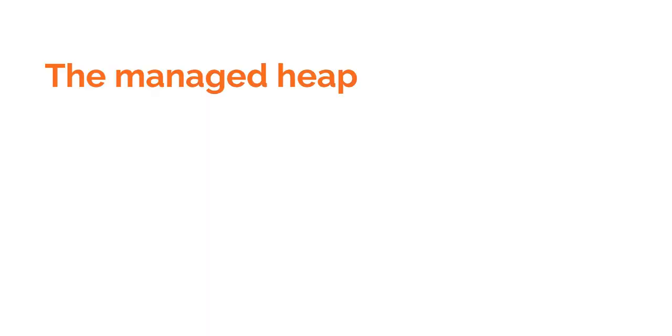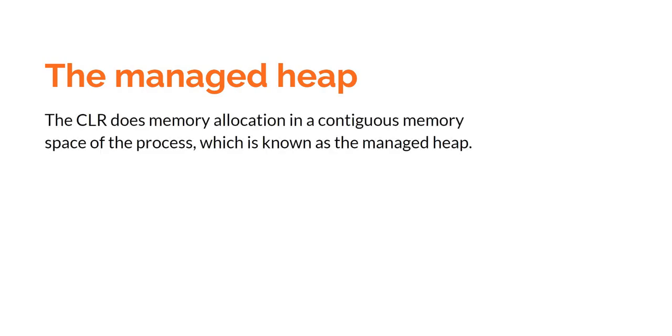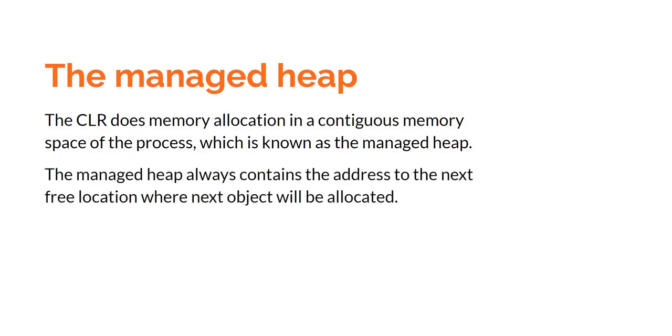Next thing I'm going to talk about is the managed heap. Let's understand what the managed heap is. The CLR does memory allocation in a contiguous memory space of the process, which is known as the managed heap. Now the CLR uses a lower level operating system method to get a portion of the physical memory, and then it uses that memory as the managed heap to manage all the objects which will be created as a part of the .NET process. The managed heap always contains the address of the next available location where the next object will be allocated.